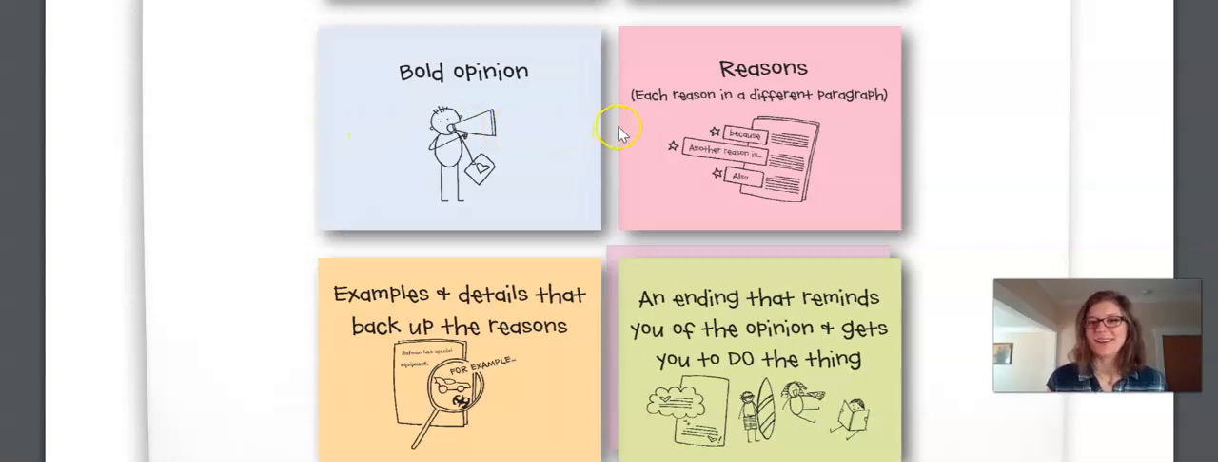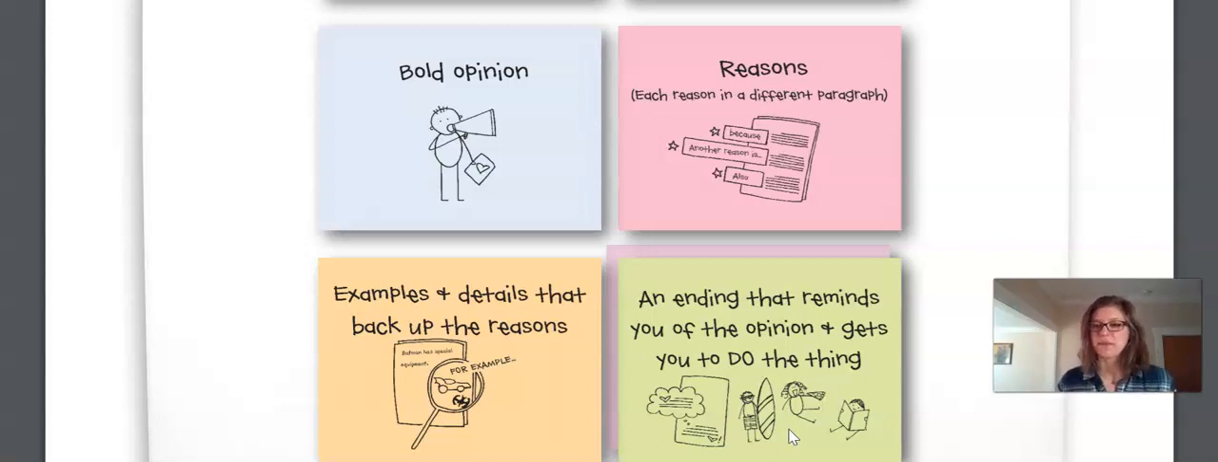Next, the writer gave different reasons. Each reason had its own paragraph, and there were examples and details that backed up the reasons. Lastly, the writer incorporated an ending that reminds us of the opinion and gets us to do the thing. So this weekend, go there. Don't wait. Right? I want to go to the Stew Pot.